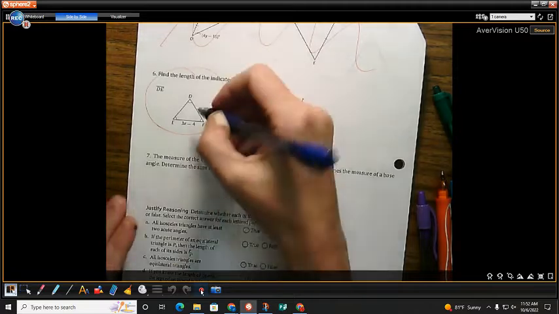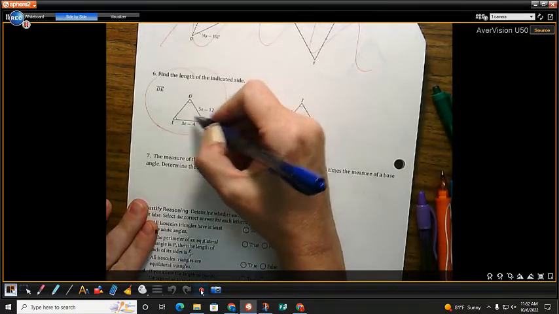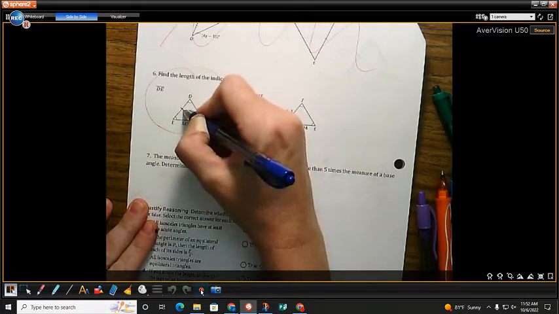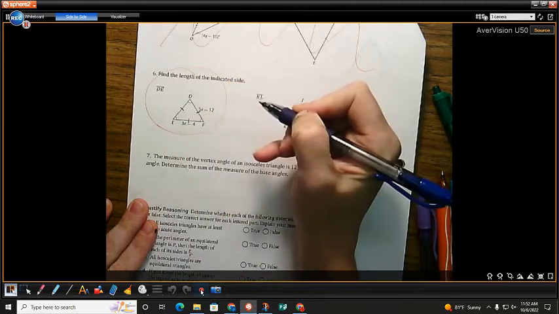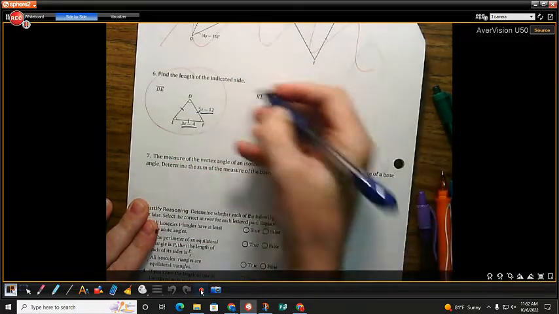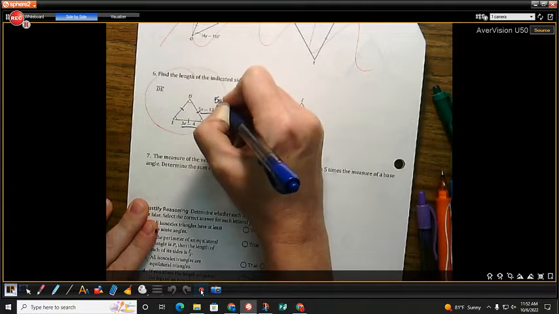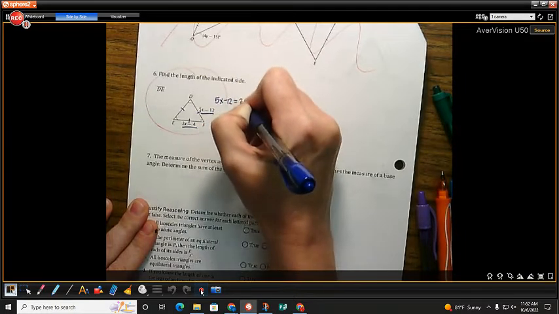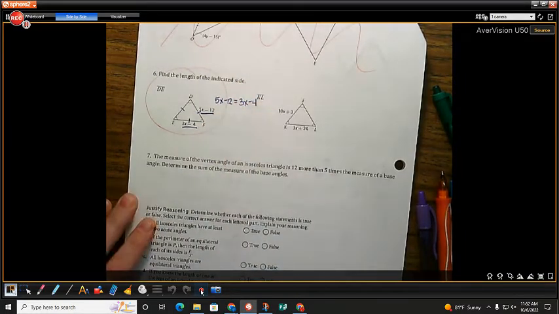So when you look at this one, you'll notice that since you see 3 congruent angles, you know that it has to have 3 congruent sides. Which means that this is congruent to that, and they are equal. So you can do 5x minus 12 equals 3x minus 4.